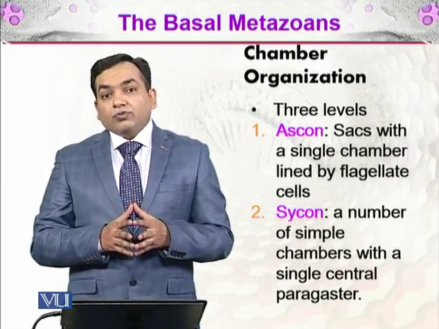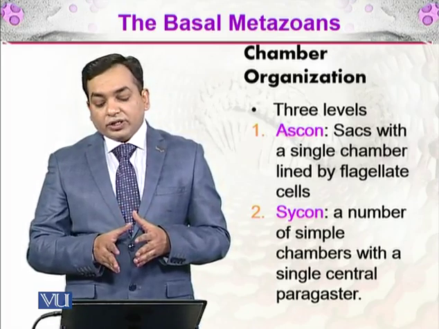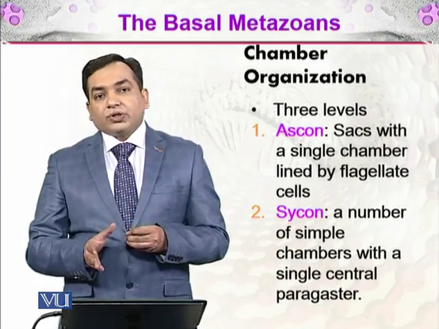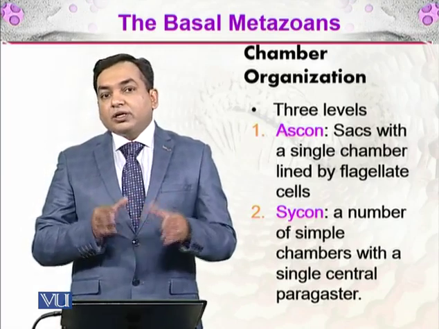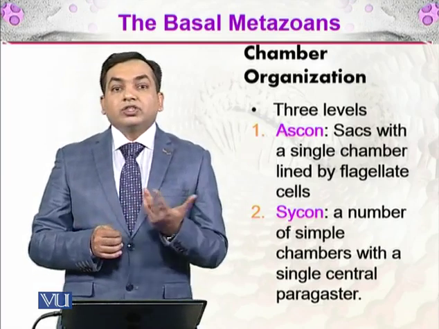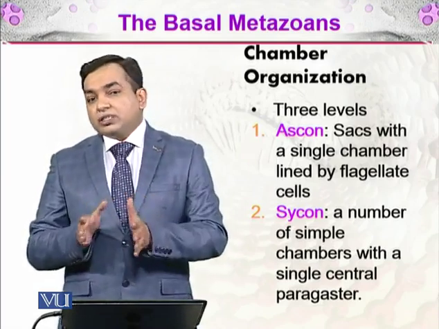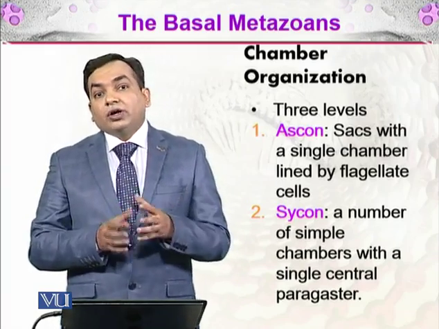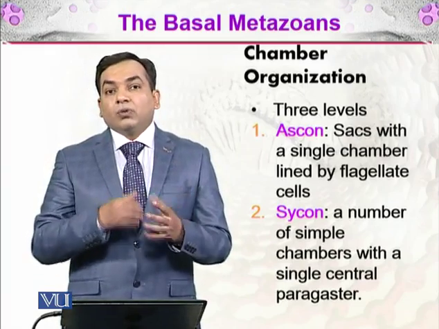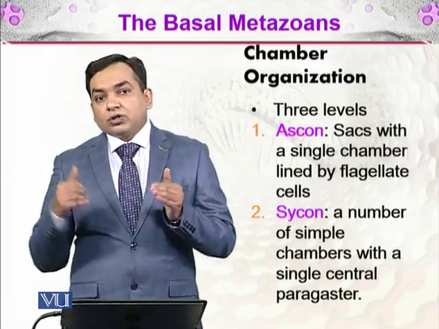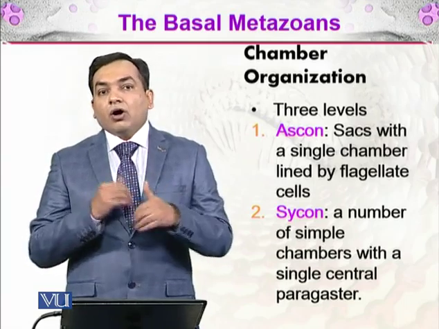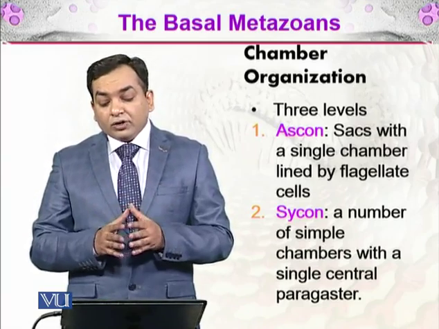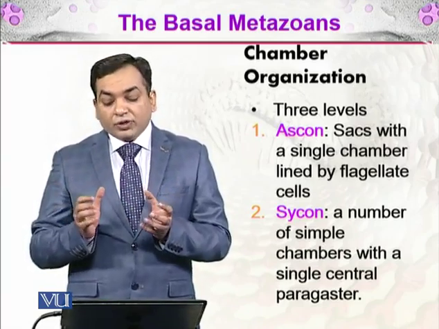The next level of organization is the sycon. A sycon is a number of simple chambers with a single central paragaster. So what does paragaster mean? Gaster is normally the word for the stomach. So paragaster means this is not a true stomach, but this is where the digestion takes place, or where the body takes its nutrients, because ostia take the water currents in, and all the food particles are gathered in the paragaster. And a number of simple chambers are with the central paragaster.